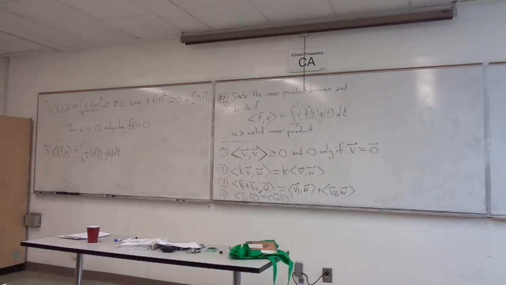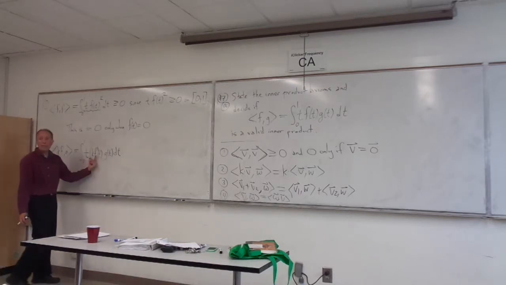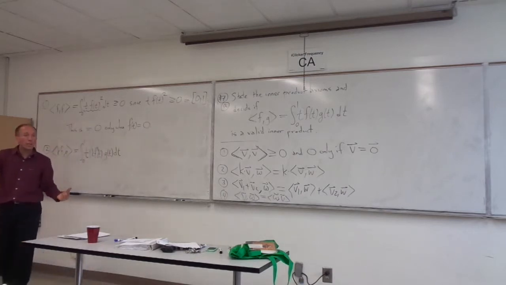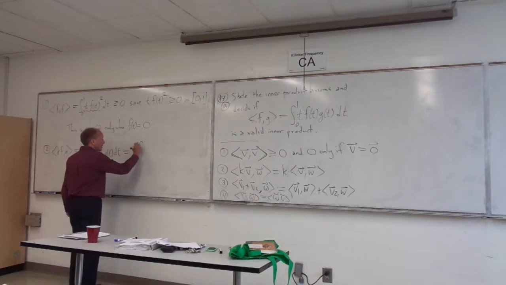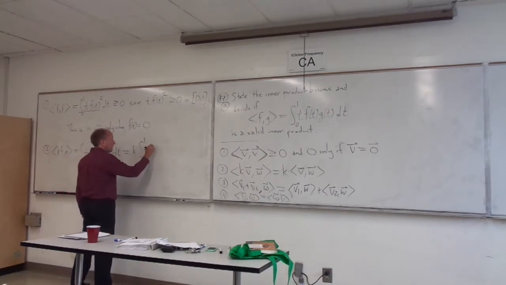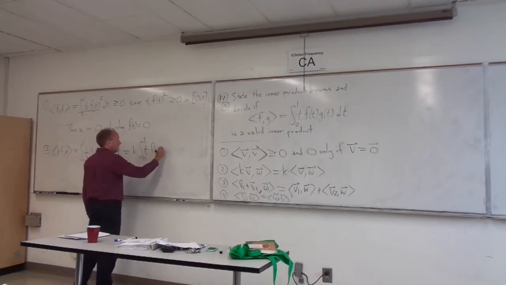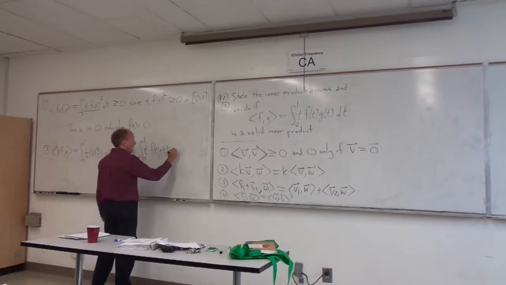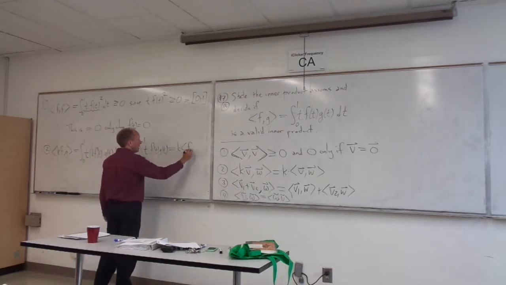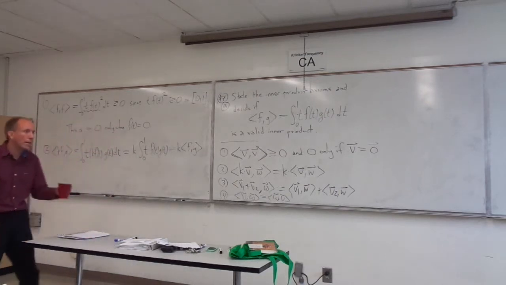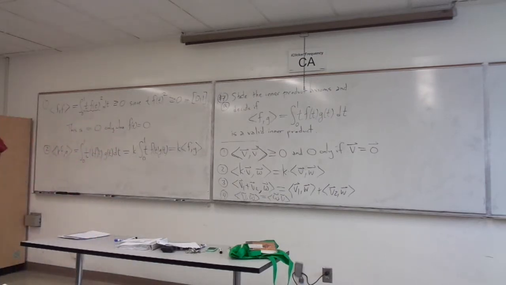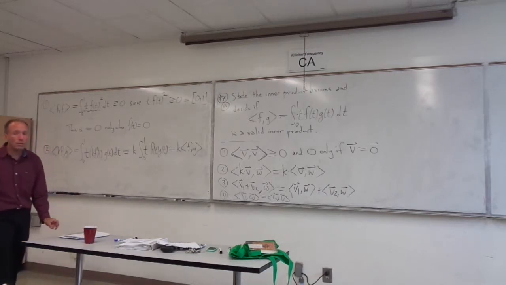So what are you going to do with that? Yeah, kf of t is just k times f of t. And k, being a constant, can be totally factored out. Exactly. So we're just going to pull it straight out. It's k times the integral from 0 to 1 of t, f of t, g of t, and that then is just k times the inner product of f with g. Exactly. Go straight to that step right there. So far so good?